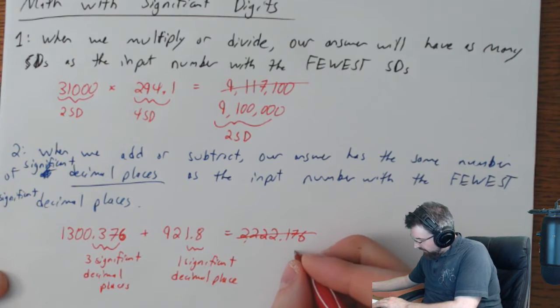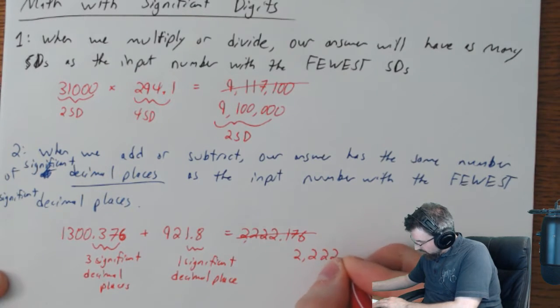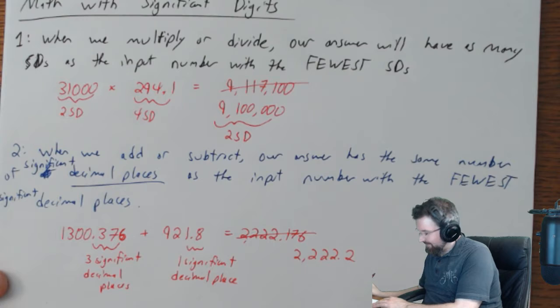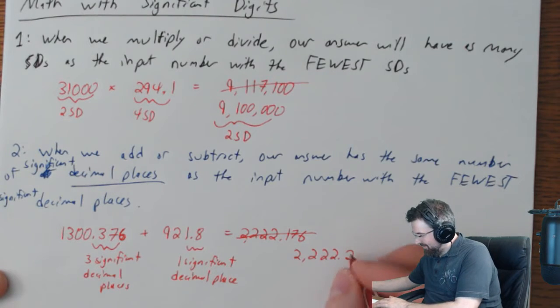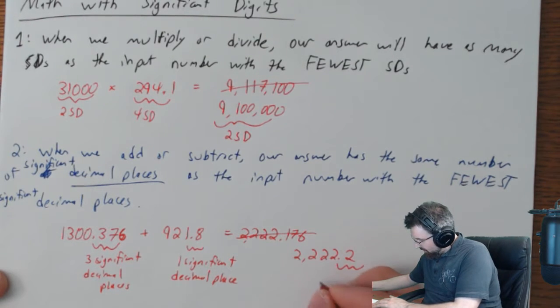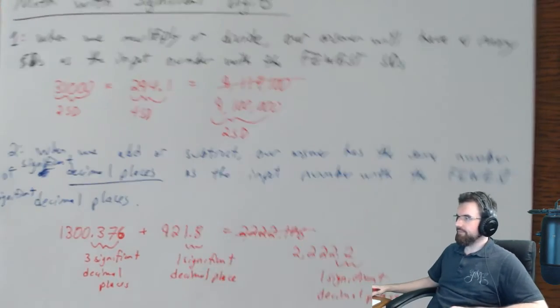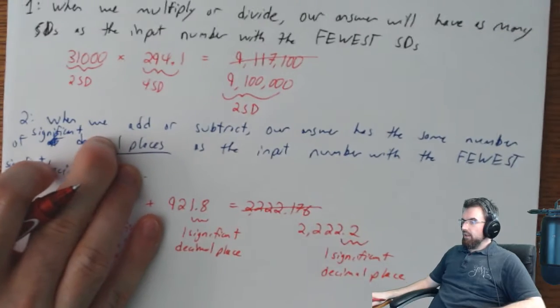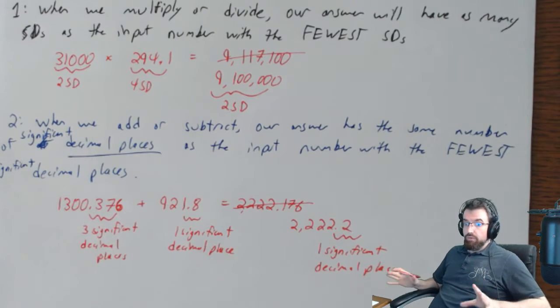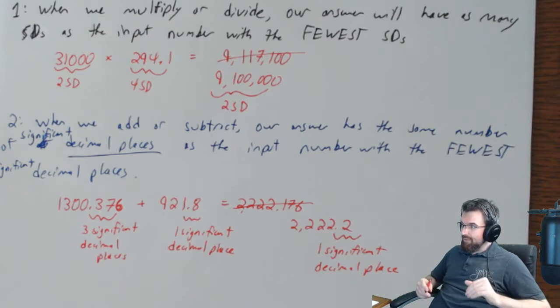Our answer needs to be 2222.2. Look at that, it came out to be all twos. 1 significant decimal place, like so. So those are going to be our 2 rules for how we're going to do this arithmetic with significant digits.